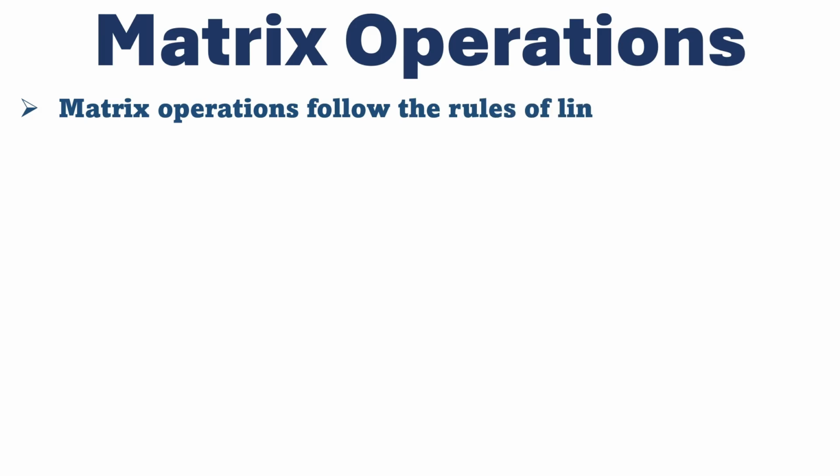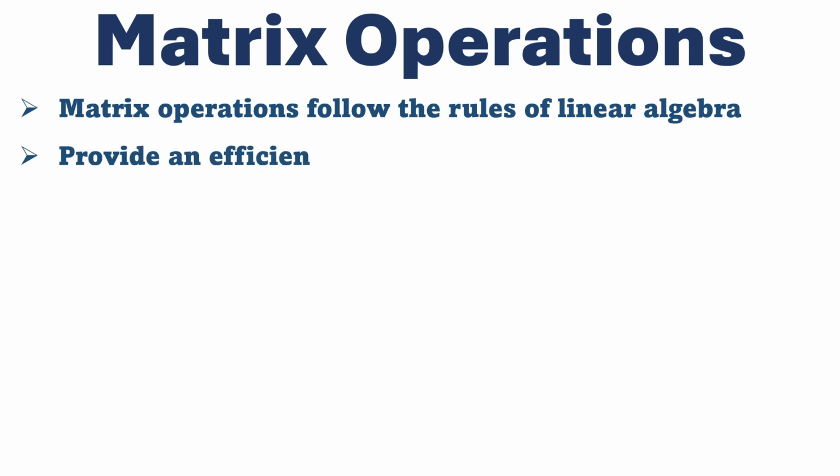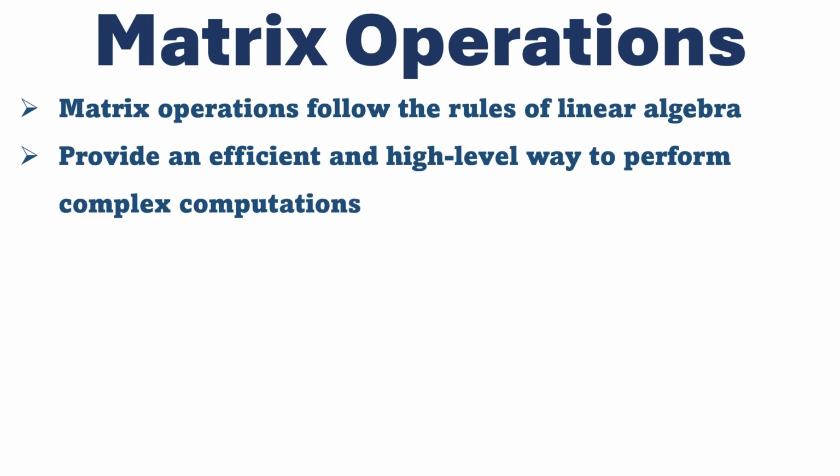Let's look at the operations in MATLAB. In MATLAB, a core aspect of matrix operation is the distinction between matrix operations, which follow the rules of linear algebra. Matrix operations always work on linear algebra. On the other hand, array operations operate element by element. Matrix operations are fundamental to MATLAB's functionality because they provide an efficient and high-level way to perform complex computations in engineering, science, and finance.